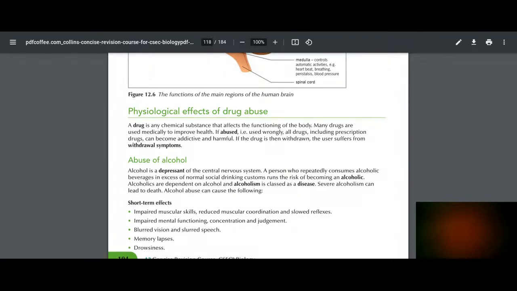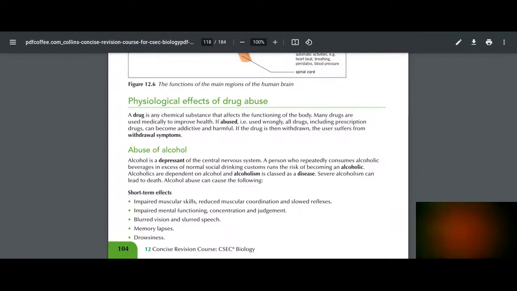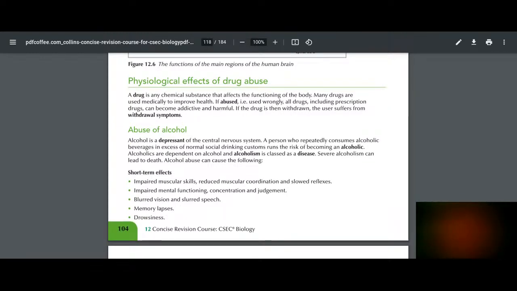What are some of the psychological aspects of drug abuse? You know, CSEC loves to carry this. Sometimes they carry it in section C or section D. So I urge you guys to know it.